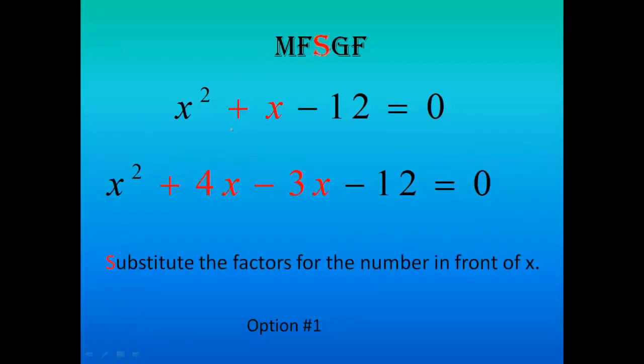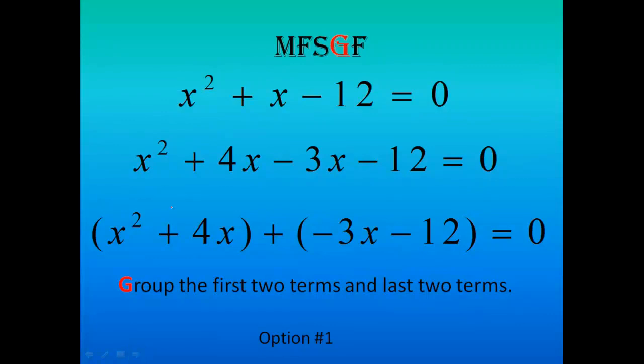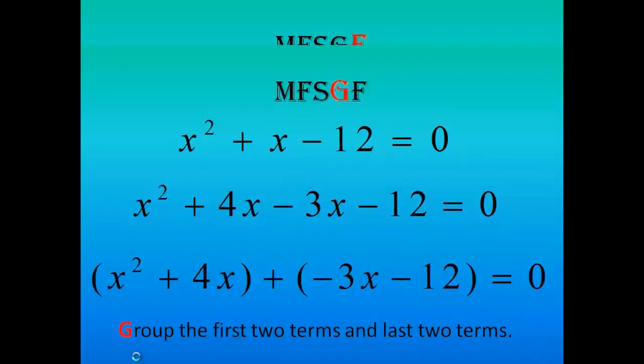Next, I'm going to substitute. So for this plus 1x, I'm going to substitute a plus 4x minus 3x. The order of those does not matter. We're going to do an option 1 running through here that shows you in this order. I'm going to reverse them and do an option 2 to show that we get to the same solution. After substituting, we're then going to be grouping the first two terms and the last two terms in this form. So I've multiplied, I've factored, I've substituted, I've grouped, and then I'm going to factor again.